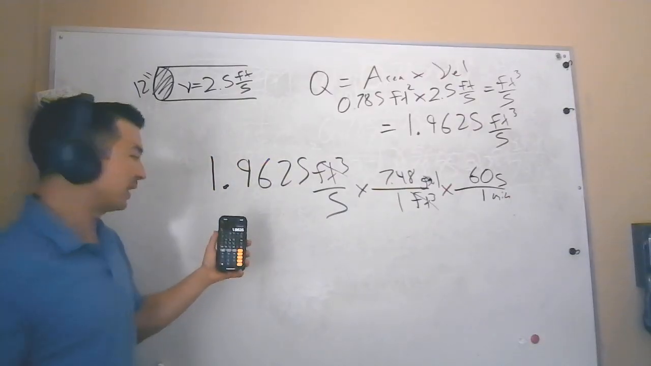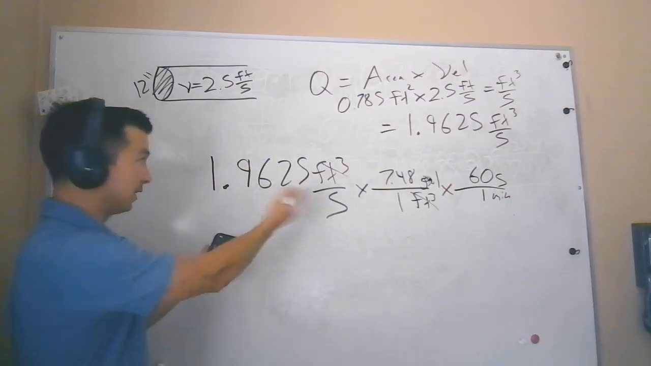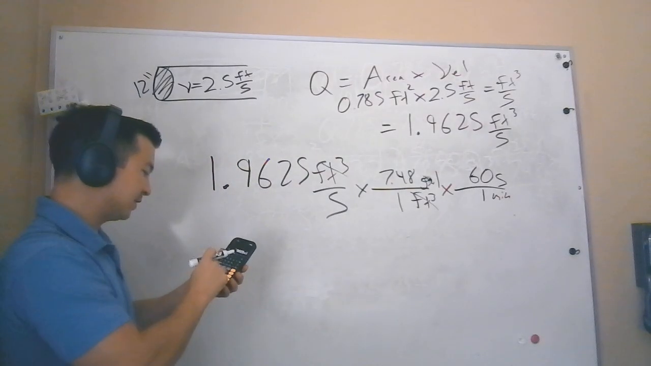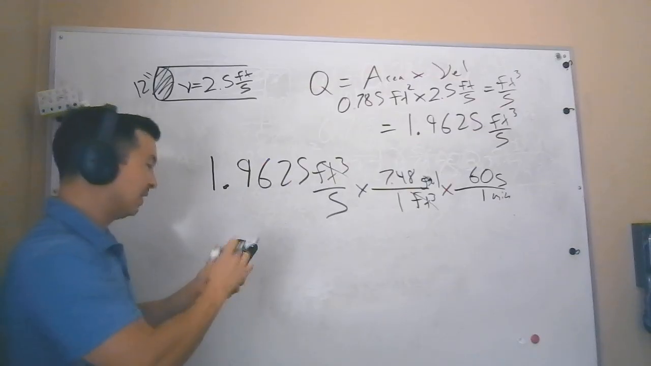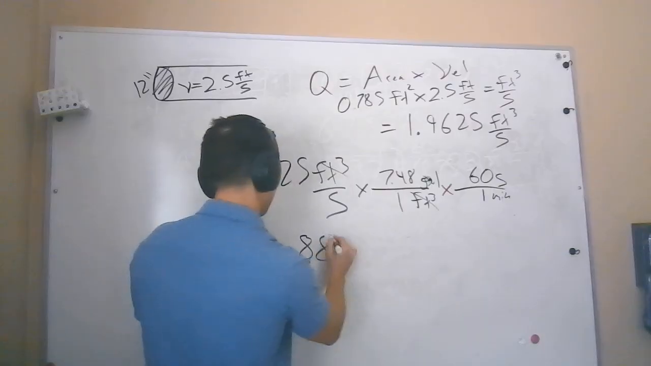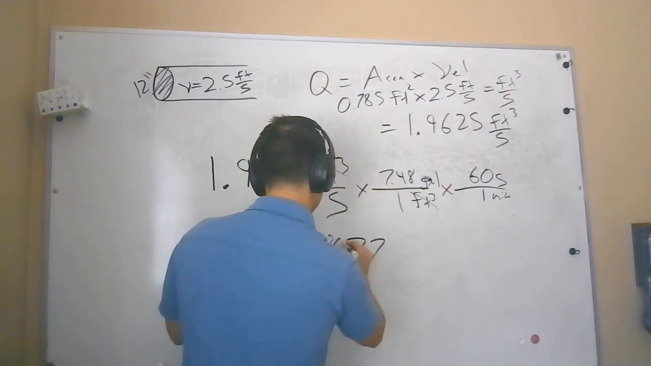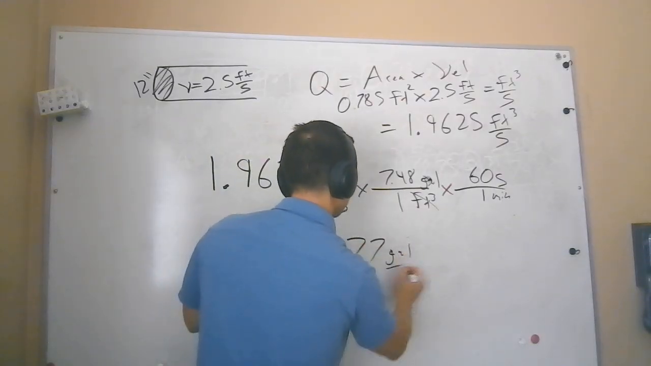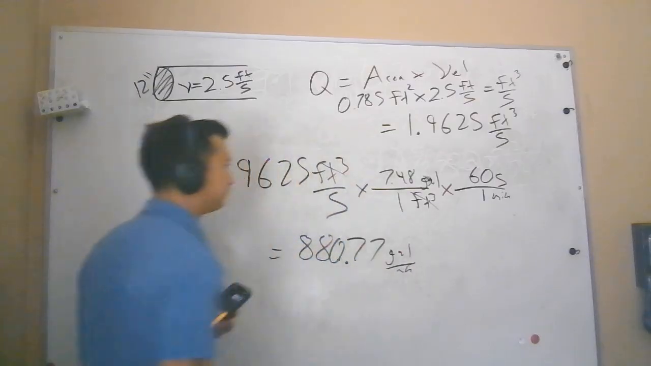Now I left that number in my calculator. I suggest you do the same. I'll leave the whole thing in there, times 7.48 because it's on top, times 60 because it's on top. That gets me to 880.77 gallons per minute, or GPM.